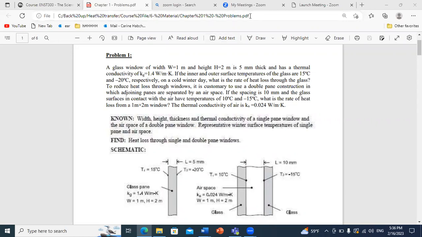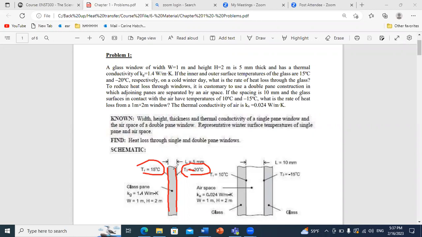So first they told us we have a single glazing, and we know the thickness of the glazing. It's 5 millimeters. And we know the outer temperature is minus 20 degrees, so it's a cool day. And the inner temperature is 15. Because of the large temperature difference, we need good insulation properties for the window to avoid high heat losses.